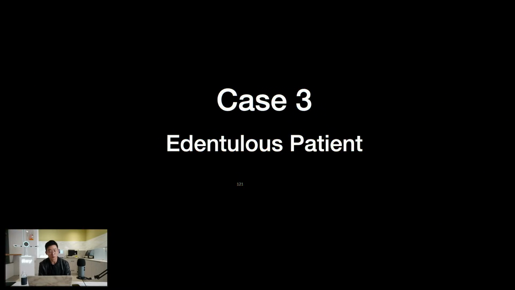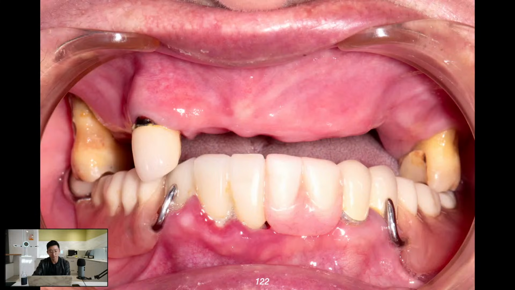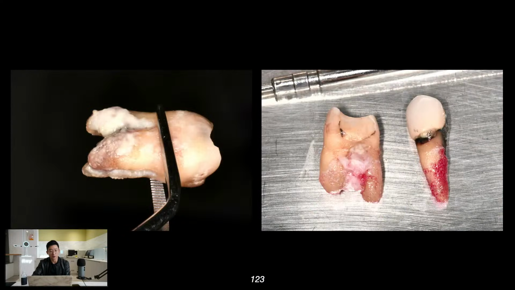So case 3 is the final case. It's an edentulous patient. You may also encounter situations like this: patients seeking function and aesthetics, but after severe periodontitis the teeth need to be extracted, and it becomes an edentulous case.